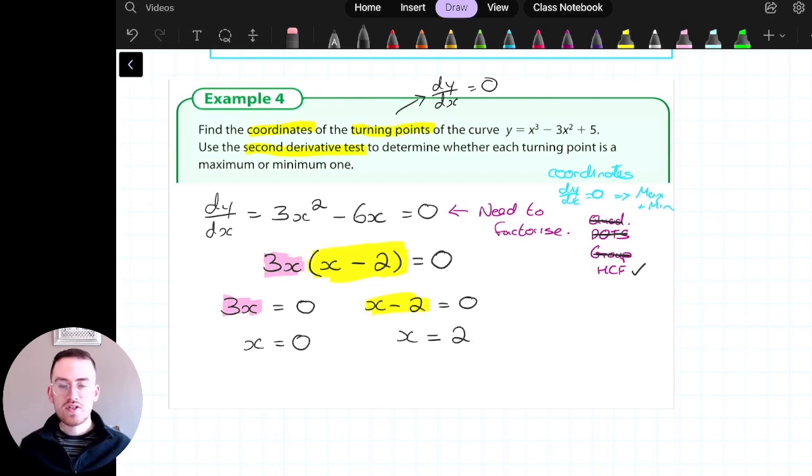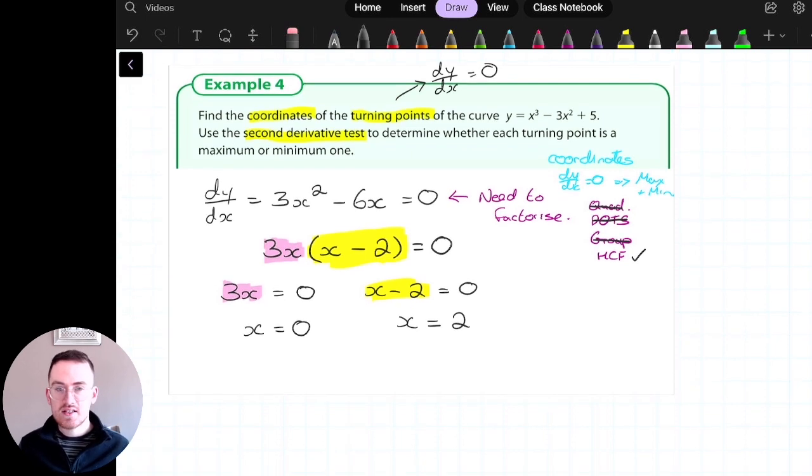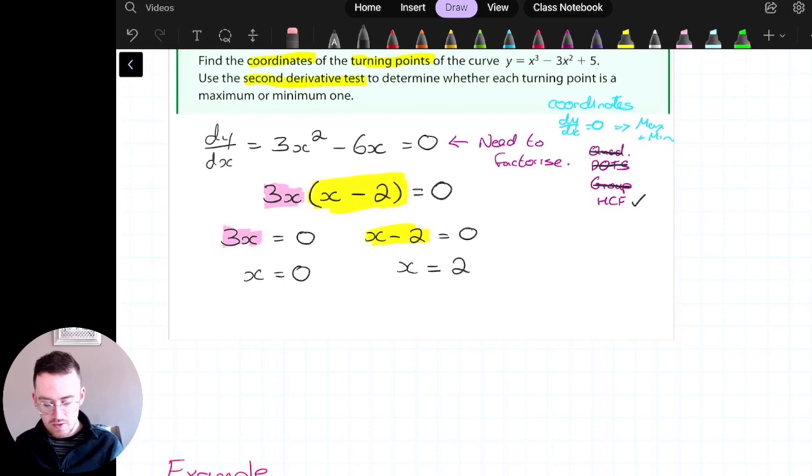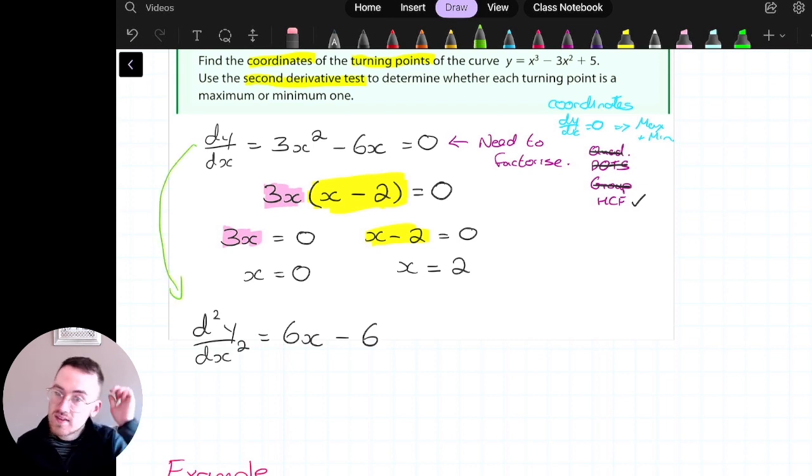Okay, so we're going to use the second derivative test to test whether each turning point is a maximum or a minimum one. So let's do that now. d2y/dx squared. We need to find our second derivative first. The 3x squared is going to become a 6x. The minus 6x just becomes minus 6. And that is all coming from me differentiating this first derivative.